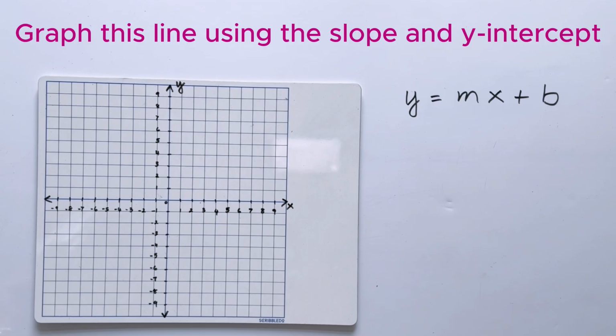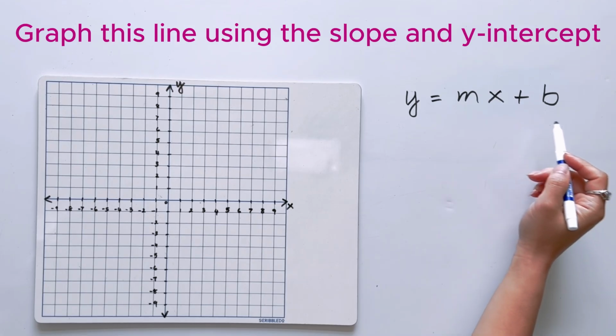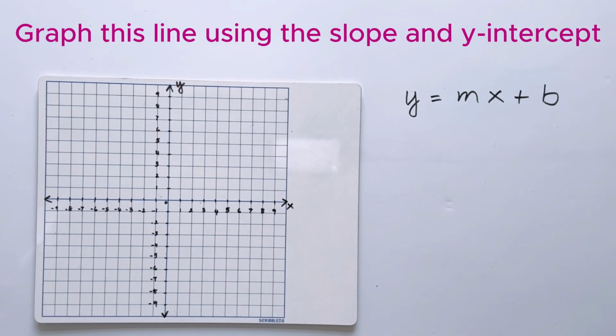Today we are going to learn how to graph a line in slope-intercept form. If you have ever looked at an equation like y equals mx plus b and wondered, where do I even start? Don't worry, I'll show you a simple two-step method that works every time. We're going through 4 examples, from easy to more challenging.